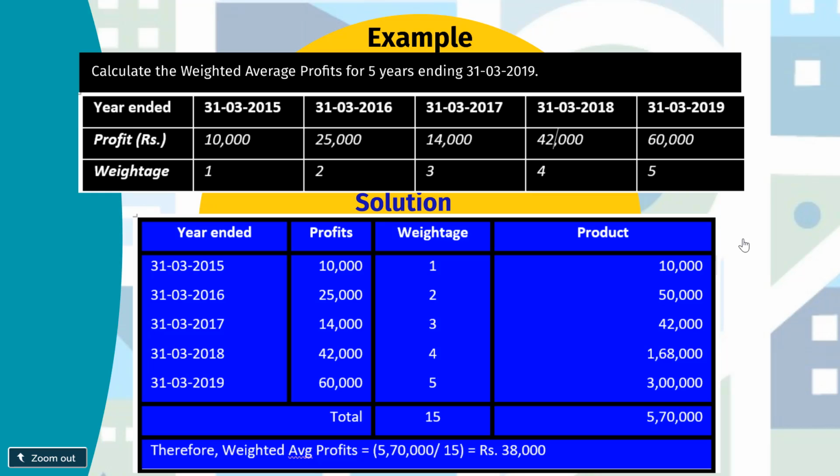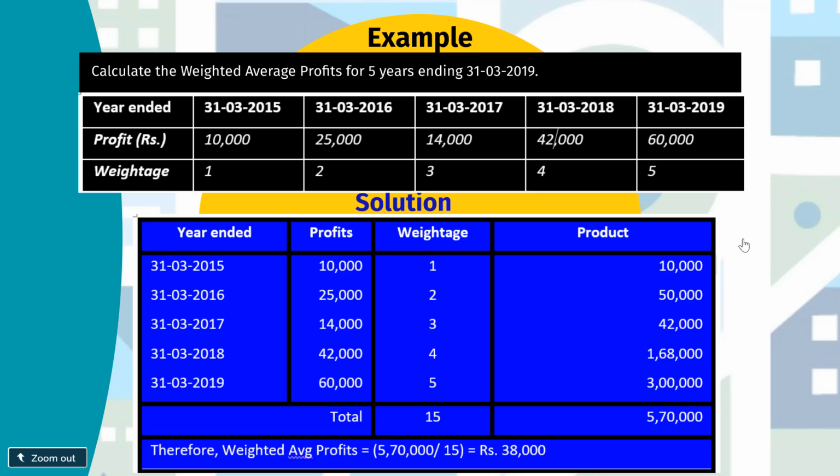Calculate the weighted average profits for 5 years ending 31st March 2019. The profits for the 5 years are given. Profit for year ended 31st March 2015, 10,000. Year ended 2016, 25,000 rupees. For the year ended 2017, rupees 14,000. For the year ended 31st March 2018, it's 42,000 rupees profit. And for the year ended 31st March 2019, the profit is 60,000. The weights have been assigned. For 2015, it's 1 and it goes on 2, 3, 4 and 5 up to 31/3/2019.